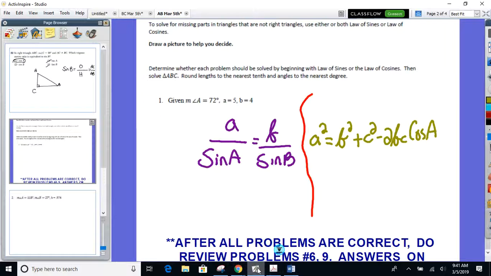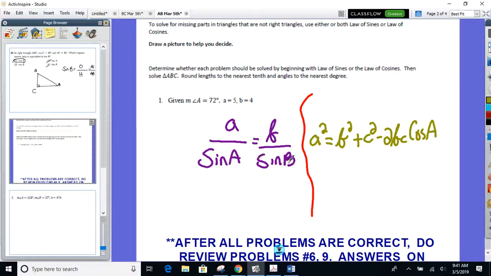Today, you're going to draw a diagram of a triangle, label some sides and angles. But you and your group are going to have to decide what's the best one to use, sines or cosines. So I want to review both formulas and just give you a couple hints on when it's okay to use law of sines, when it's okay to use law of cosines.